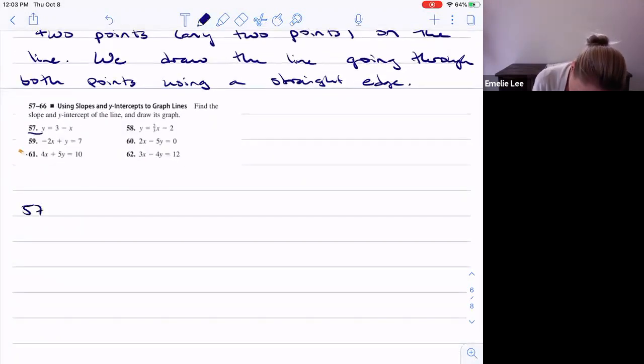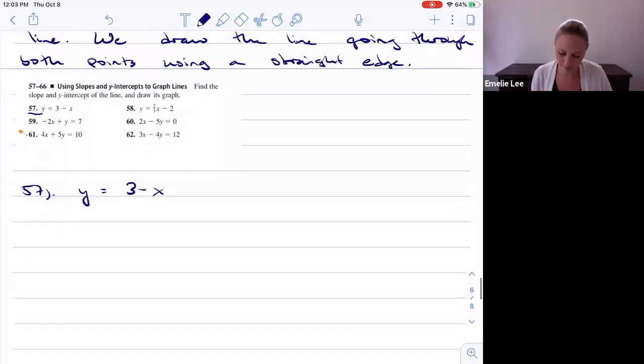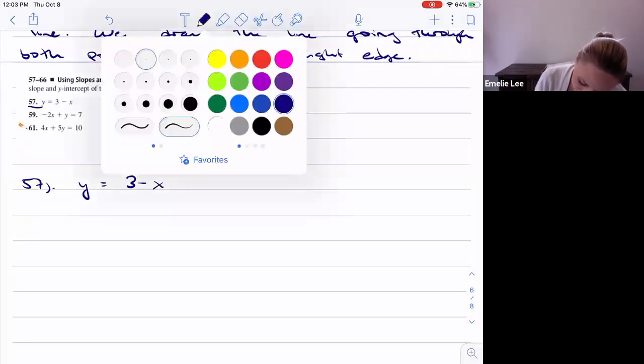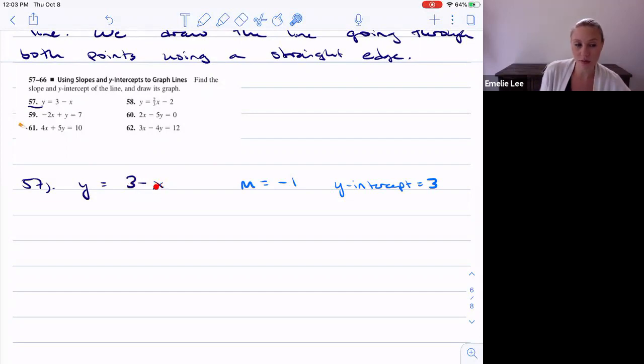So 57 has y equals 3 minus x. It does say find the slope and the y-intercept, but we've been doing that, so I guess we can do it. The slope is -1, and the y-intercept is 3, right? y equals mx plus b. You'd have to rearrange it potentially, unless you see it right away like that.